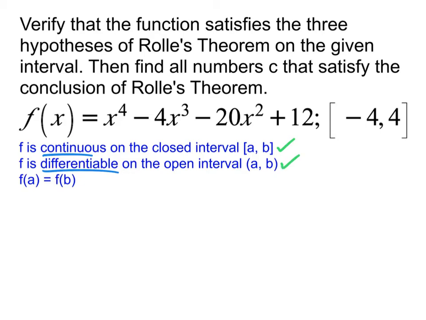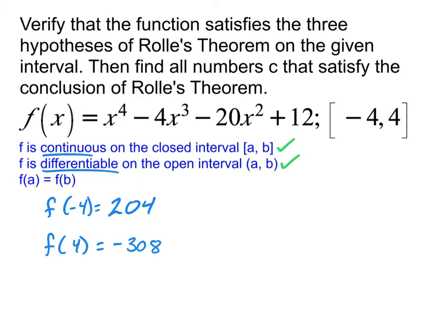And then the last thing we need to check, specifically because this is Rolle's theorem, is to see, does f of a equal f of b? So this means we have to plug in the endpoints from our interval here and see what the f value is for each one. So I'm going to be doing f of -4, and I'm going to be doing f of 4.